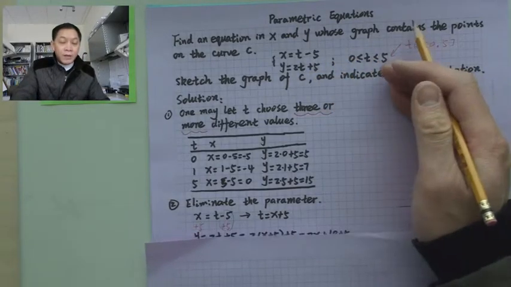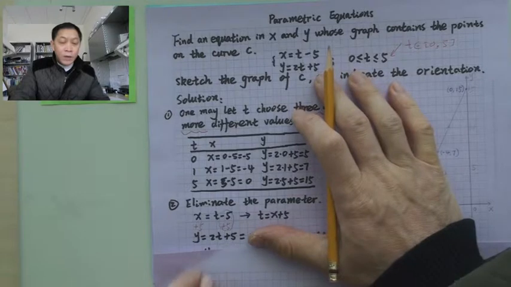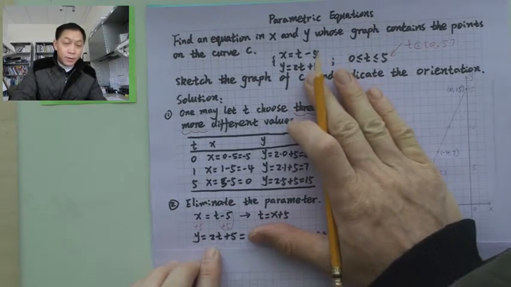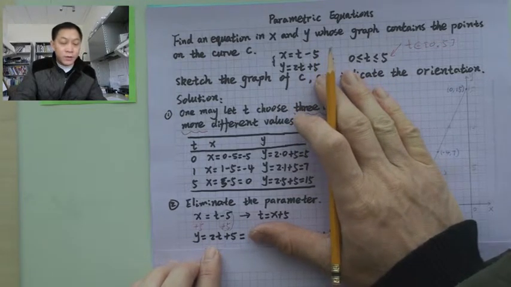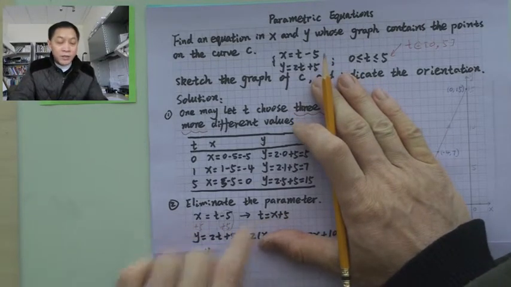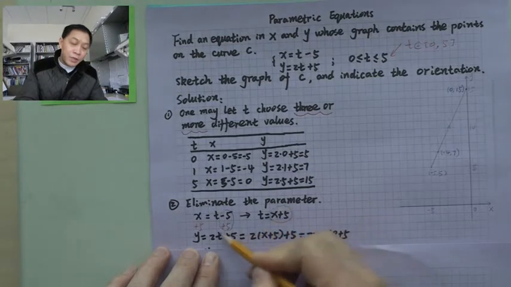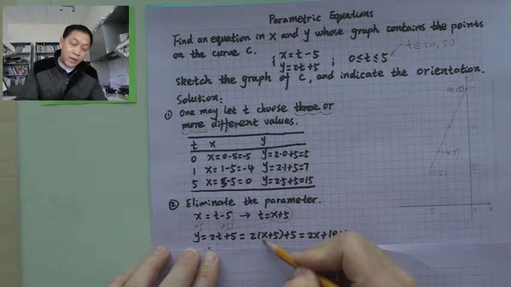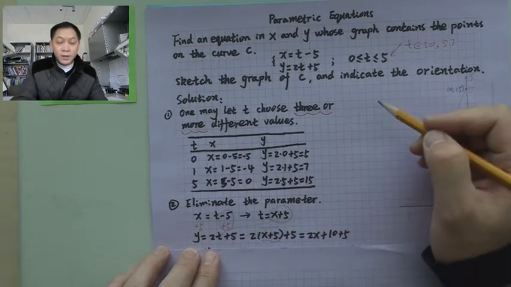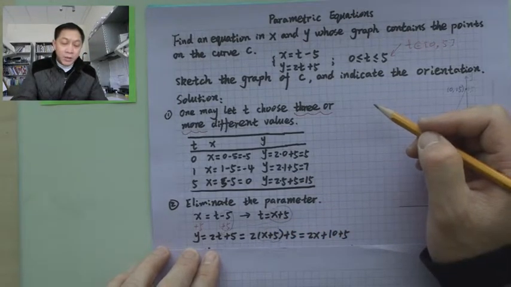Now, t equals x plus 5, you put it back here. So you will then have y was 2t plus 5. Now t is x plus 5, so you put it in. We replace t by x plus 5. So that's eliminating t by substitution.